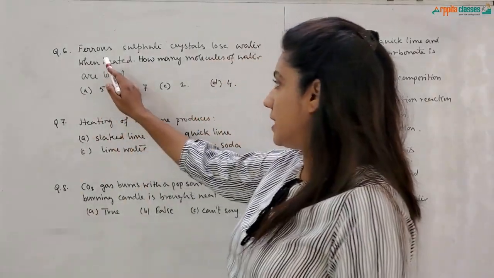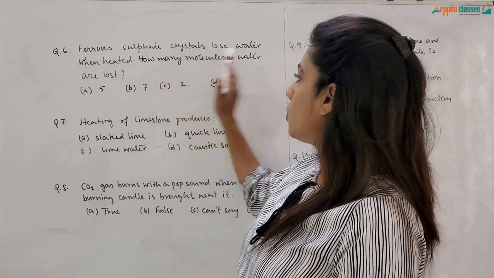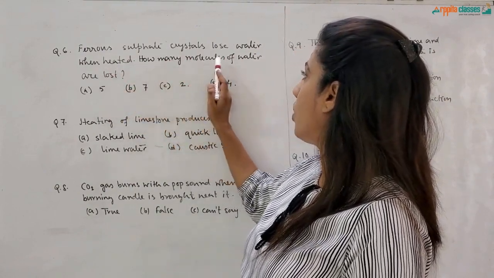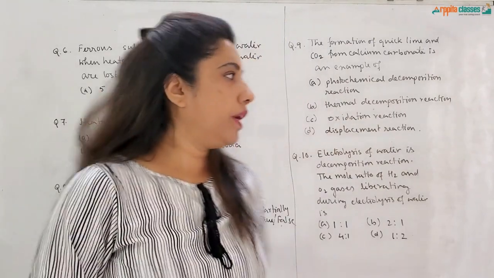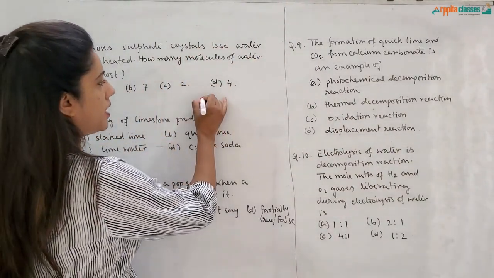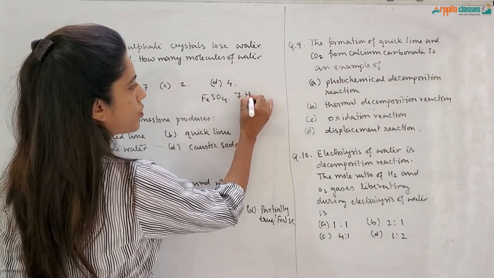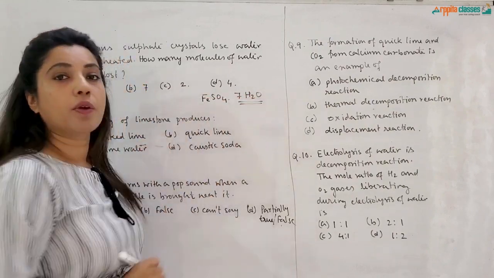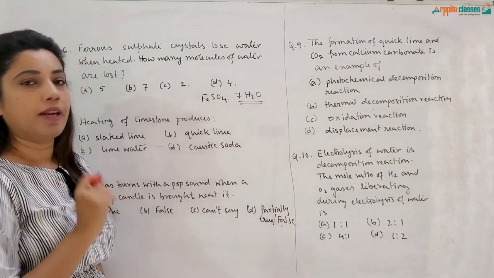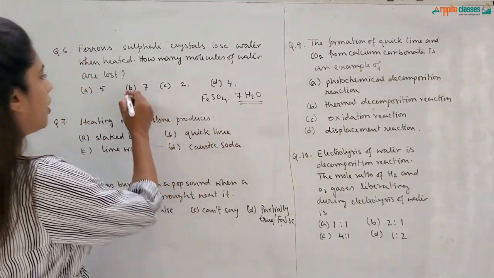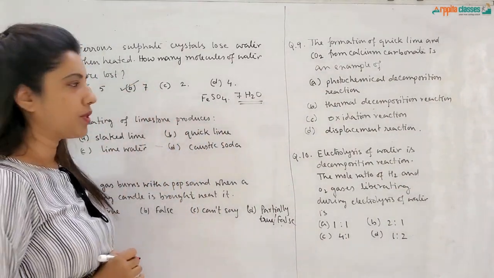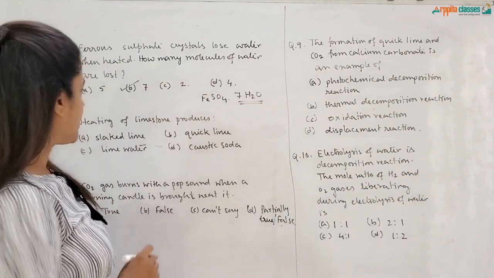Question number 6: ferrous sulfate crystals lose water when heated. How many molecules of water are lost? So we know the molecular formula of ferrous sulfate crystal is FeSO4.7H2O. So there are 7 molecules of water of crystallization in ferrous sulfate. So when it is heated, 7 molecules of water are lost. Option B is the right answer. Come to the next question.